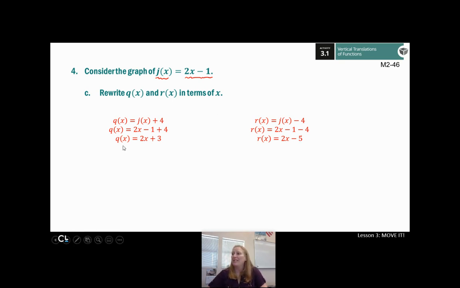These look more normal, right? These are now in general function form. They definitely look a lot nicer, a lot easier to work with.